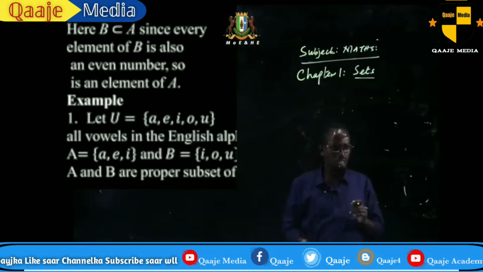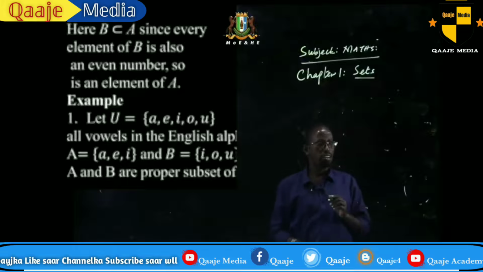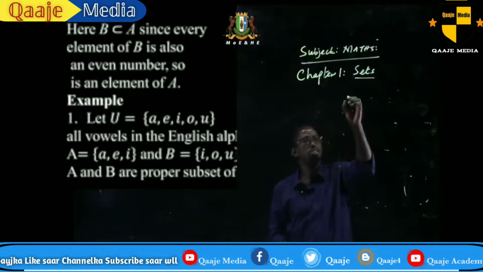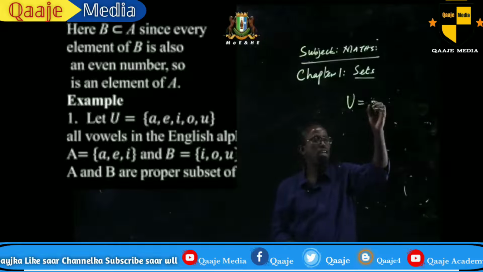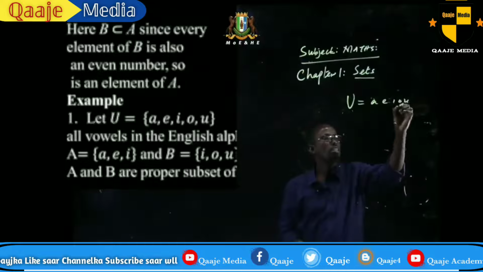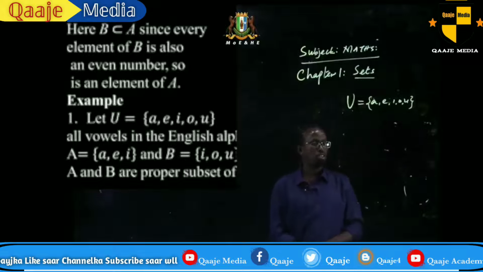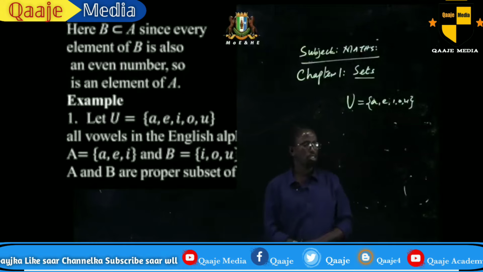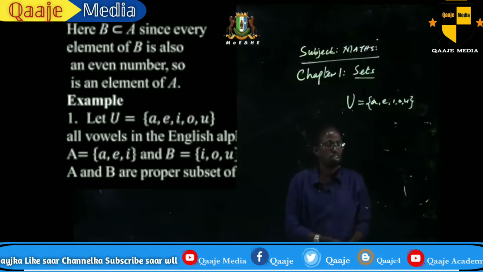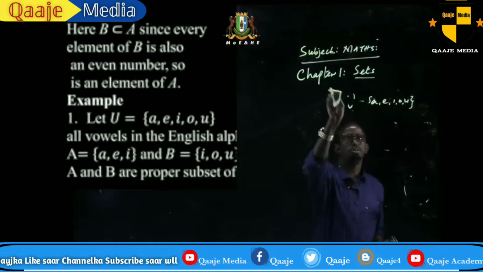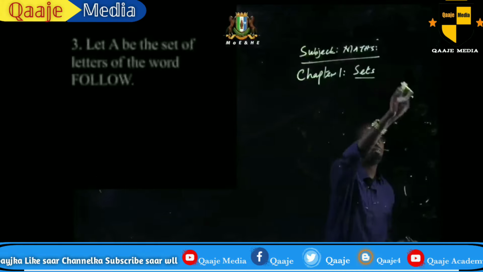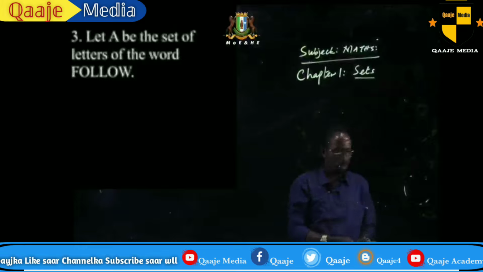Example: let U be the vowels, all vowels in the English alphabet. So {A, E, I} and {I, O, U} are proper subsets of the main set U, because they contain fewer elements.